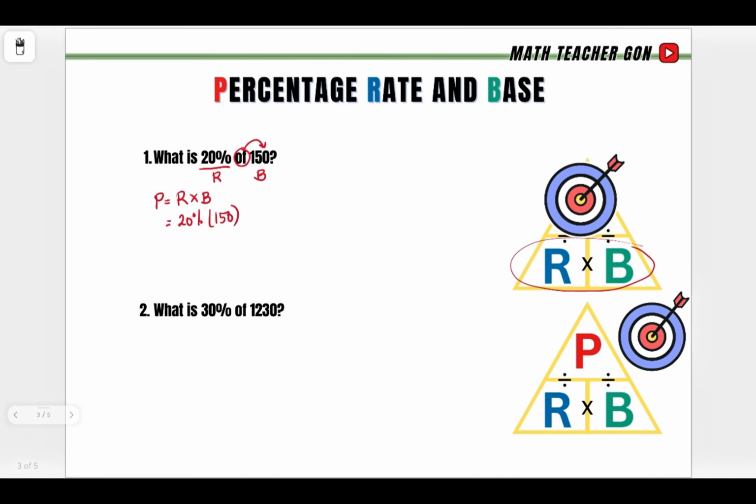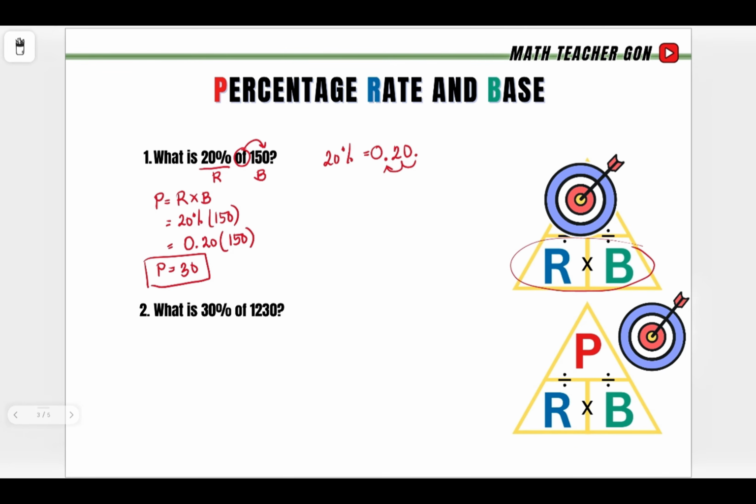Now, 20%, convert it into decimal. So we have here 20 and then the decimal point is here. Move it 2 units to the left. 1, 2. Here you go. So your value for 20% is 0.20 and then times 150, and that is 30. For number 1, the answer is 30.